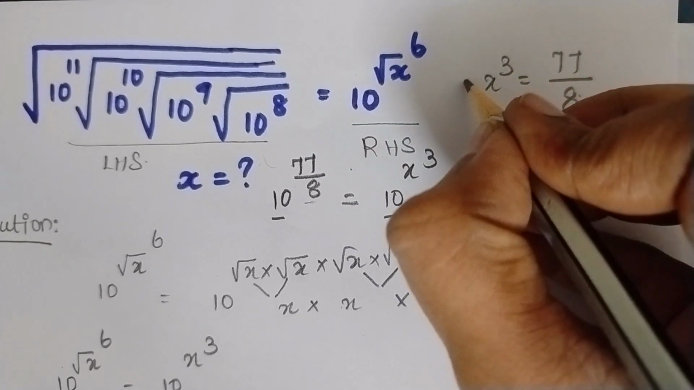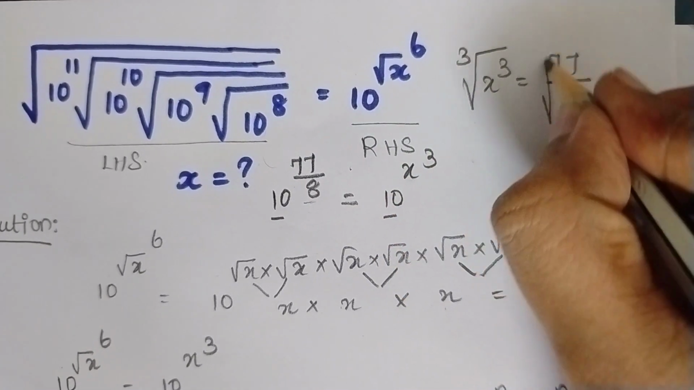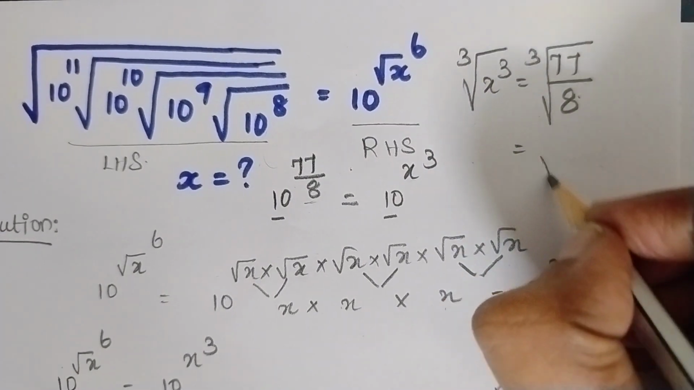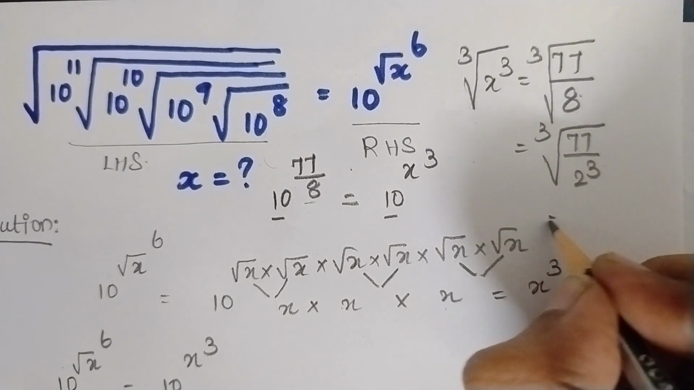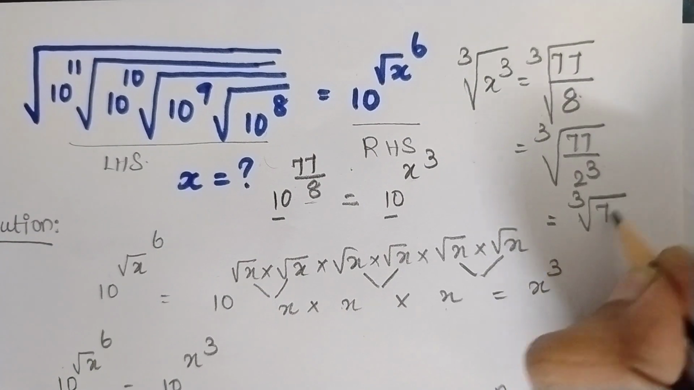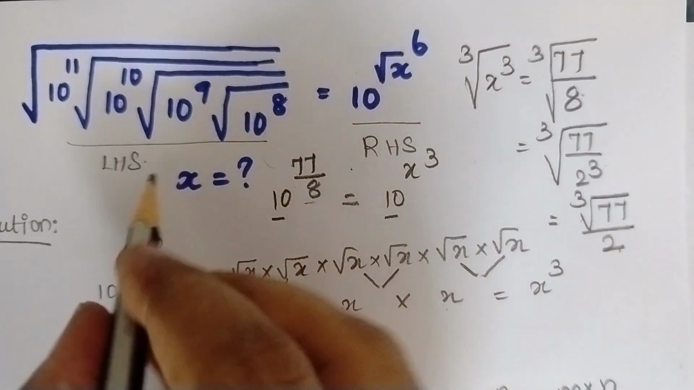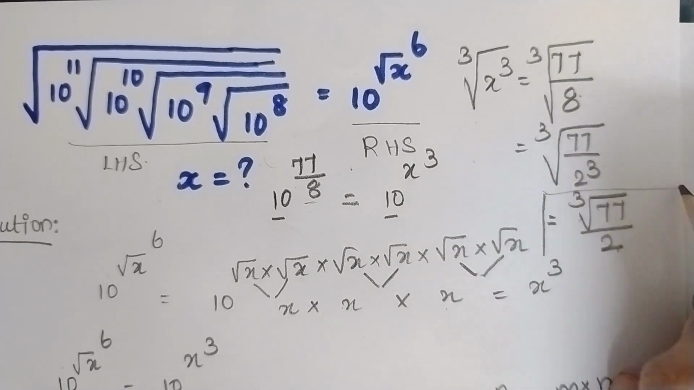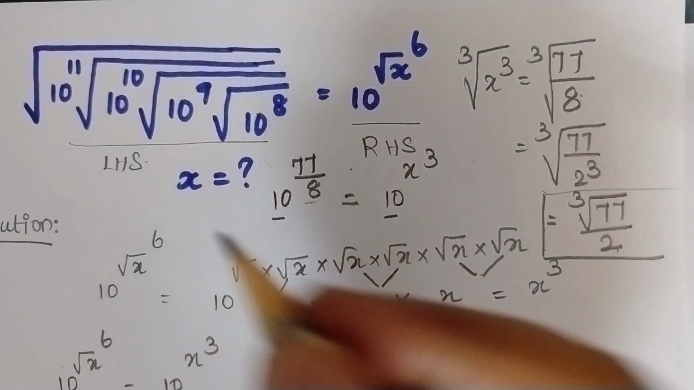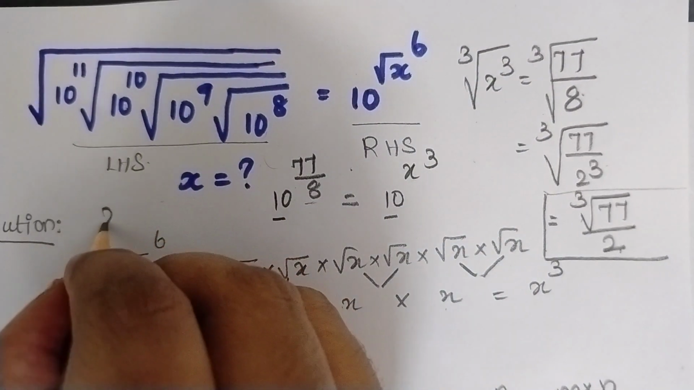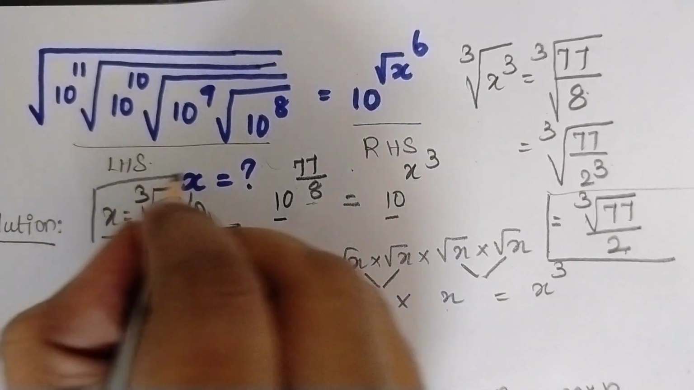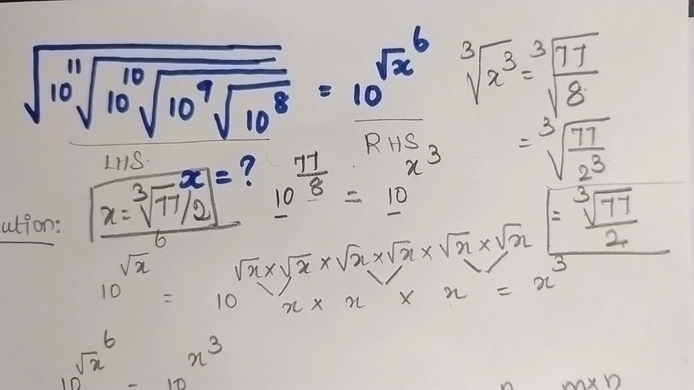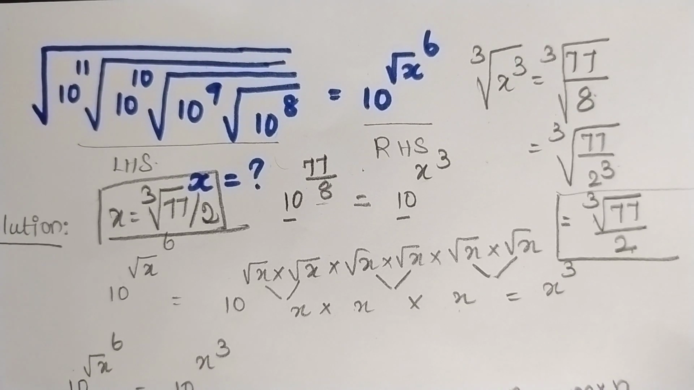So, in order to remove this cube, we need to take cube root on both sides. Now, x is equal to cube root of 77 divided by 2 cube. Then what we have here is the cube root of 77 by 2. So, the answer for x, the answer for this question, is this. Therefore, x is equal to cube root of 77 by 2. So, this is the exact answer for this question. So, practice twice and thrice, you will get a perfect answer while solving your problem. Have a nice day. Bye-bye.